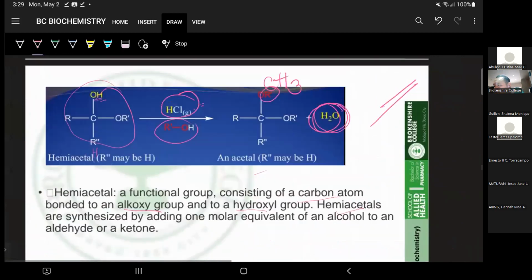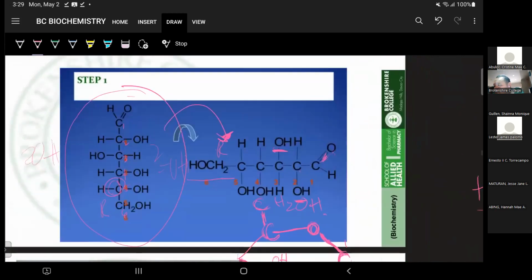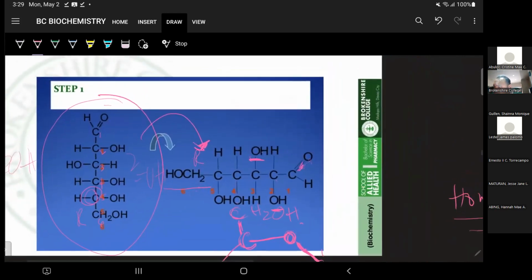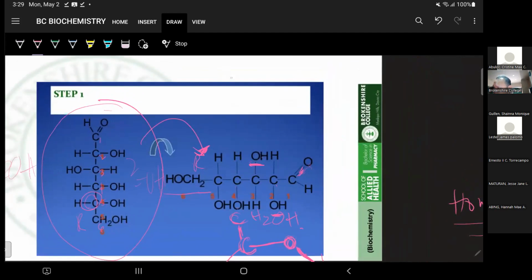Like for example, if this is your glucose, nagkakaroon siya ng mirror images, no? So anong ibig sabihin ng mirror images? So due to certain reaction, nabaliktad lang, baliktad. It is mirror, di ba? Mirror images.